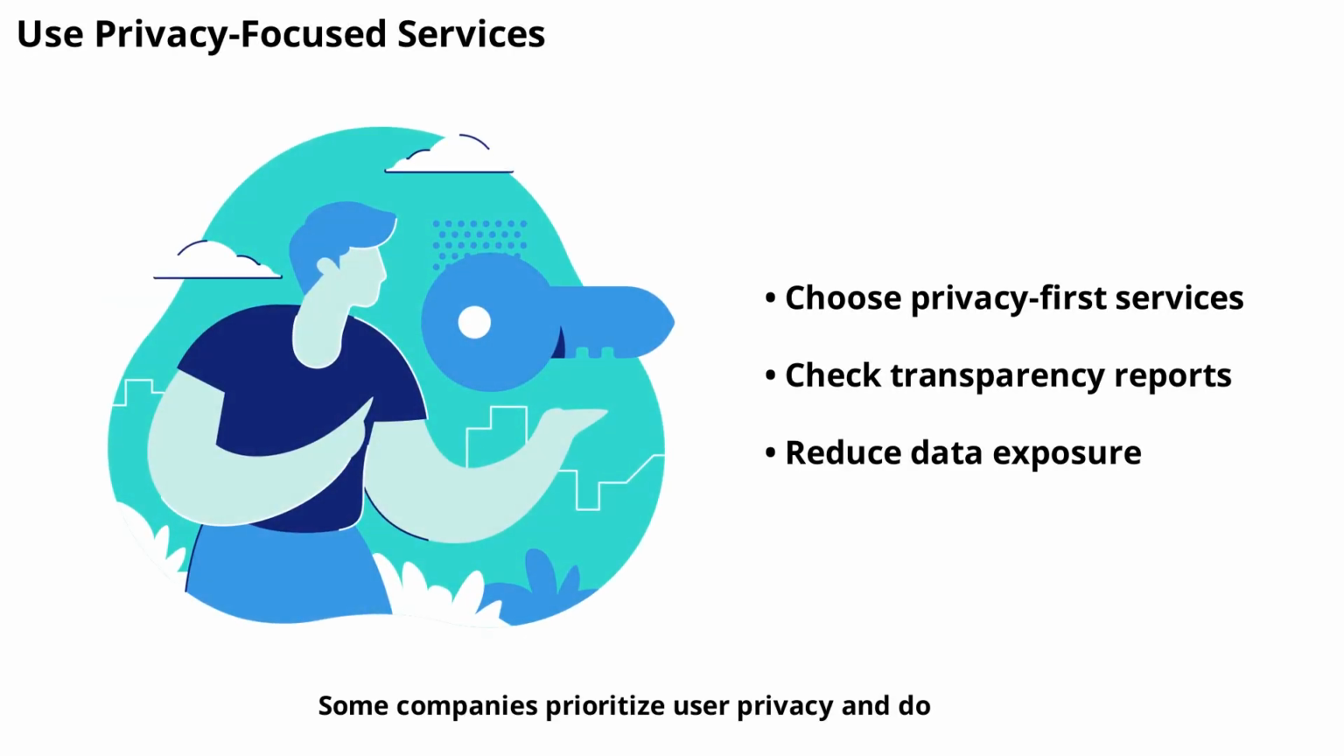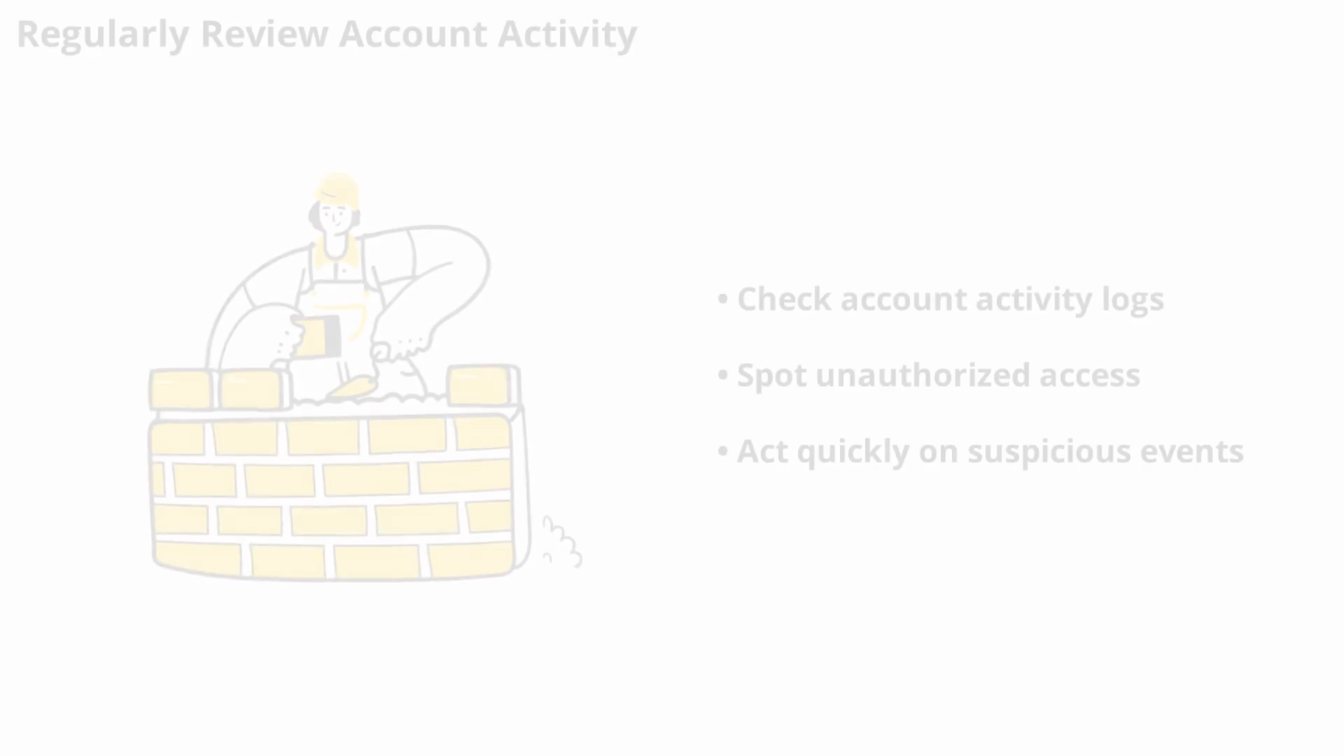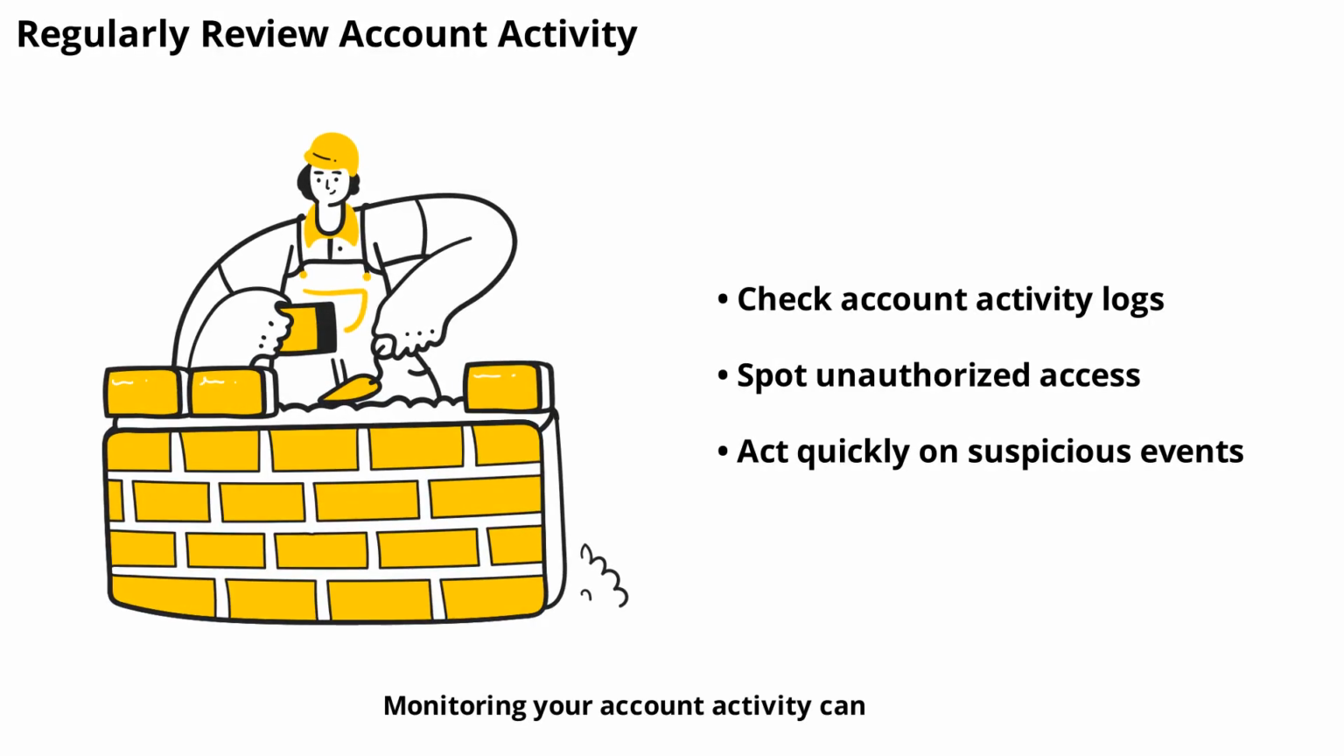Some companies prioritize user privacy and do not use personal data to train AI. Look for services that are transparent about their data practices and offer strong privacy protections. Switching to privacy-focused alternatives for search, messaging, and storage can significantly reduce the risk of your data being used without your permission.